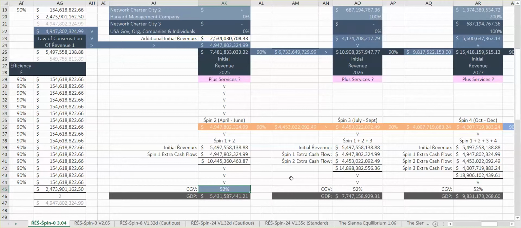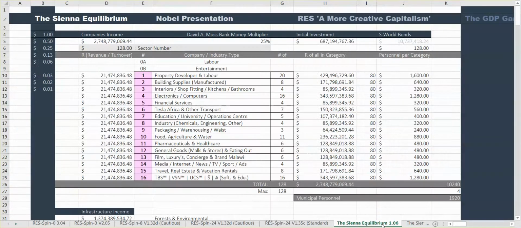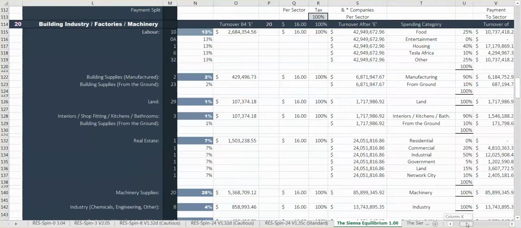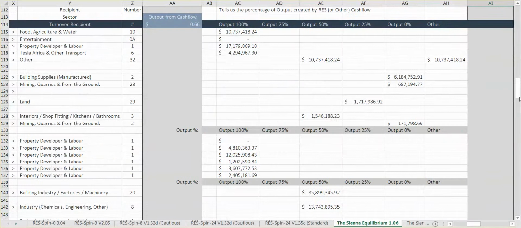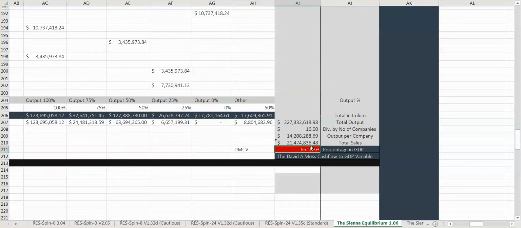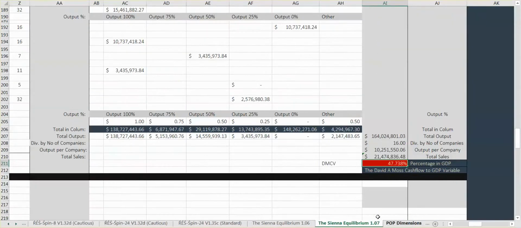For the mechanics of the cash flow to GDP variable, see tabs the Sienna equilibrium 1.06, and we go down the sectors, we go across the allocations to the output allocations, we go down until we find it here. And in the Sienna equilibrium 1.07 we can see it there. One being 66%, the other being 47%, from which I have estimated a 52% accurate, which of course is too low given the 2 examples, but in general it's best to be too low than too high, so I've gone with 52%.